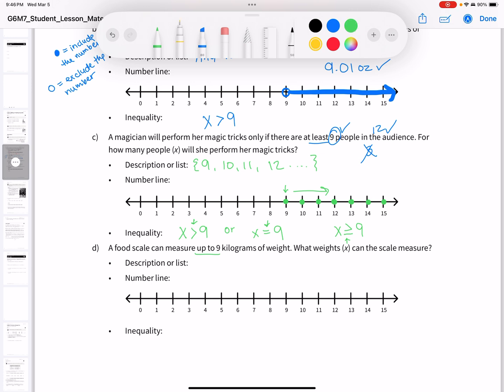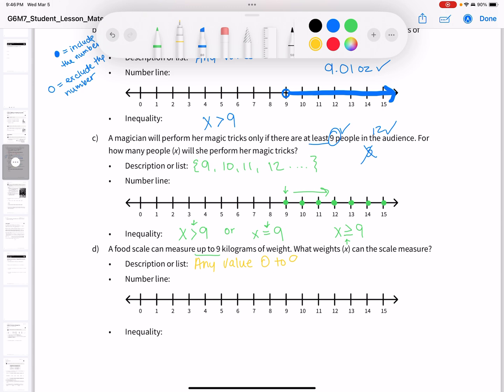So any value 0 to 9. Okay, so that would be 0, 1, 2, 3, 4, but it also could be 4.765, right? It doesn't have to be a whole number.